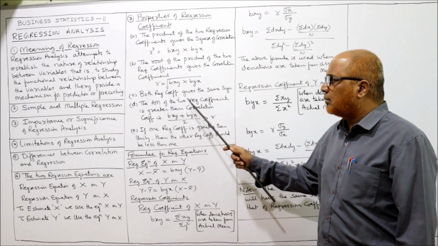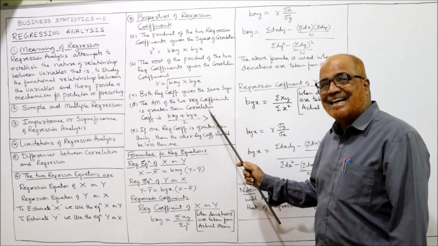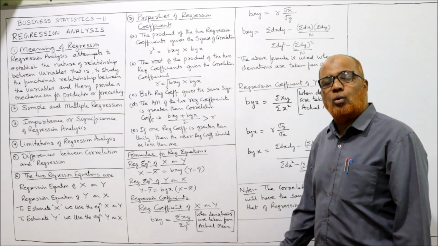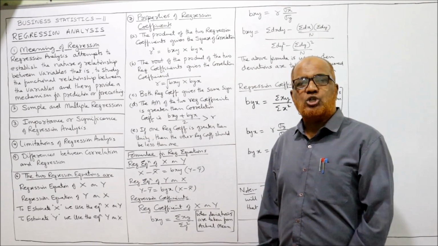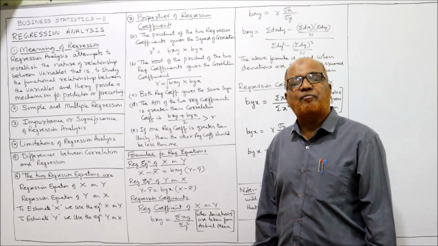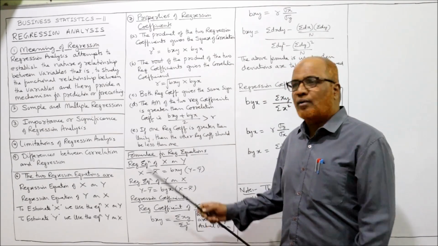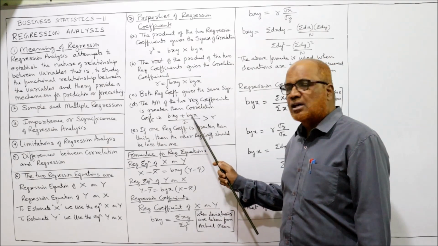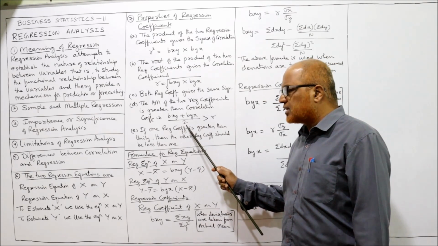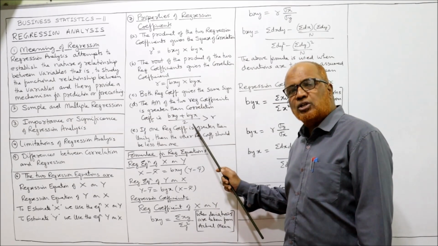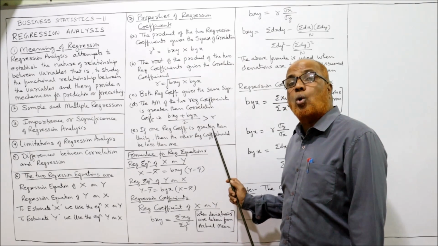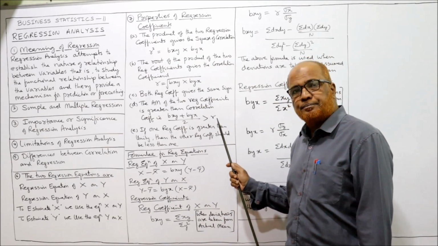Next one: the arithmetic mean of the two regression coefficients is greater than the correlation coefficient. If you take the average of the two regression coefficients, bxy and byx, that is bxy plus byx divided by 2. This average should be greater than the correlation coefficient r.